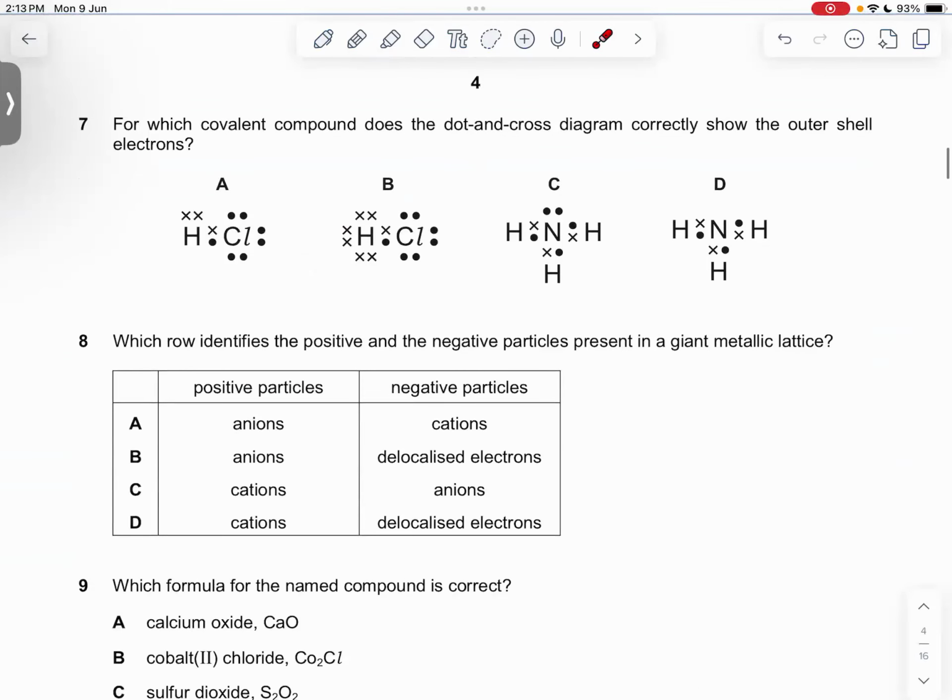All right. Next, for which covalent compound does the dot and cross diagram correctly show the outer shell electrons? So, which covalent compound is the diagram correct? Obviously, it is not A. These two electrons do not belong to hydrogen. It is not B either. Hydrogen only has 1 electron, which it shares, right? It shouldn't have any of those. All right. C looks 100% guaranteed correct. Why? Because as you can see, nitrogen has 5 electrons, 3 of which it shares, and 1 lone pair. And then each hydrogen is sharing 1 electron each, and they don't have any other electrons. So C is 100% correct.